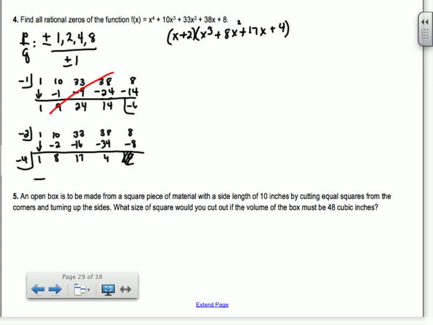So drop the 1. Negative 4 times 1 is negative 4. Add straight down, I get 4. Negative 4 times 4 is negative 16. Add straight down, I get 1. Negative 4 times 1 is negative 4. Add straight down, I get 0. So now you've factored into x plus 2 times x plus 4 times x squared plus 4x plus 1.